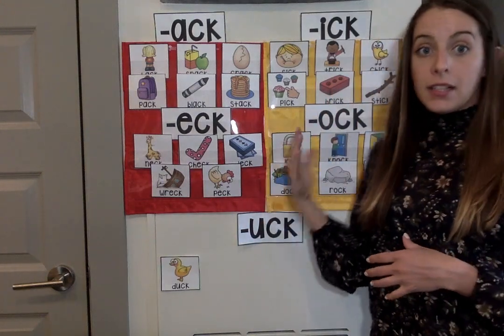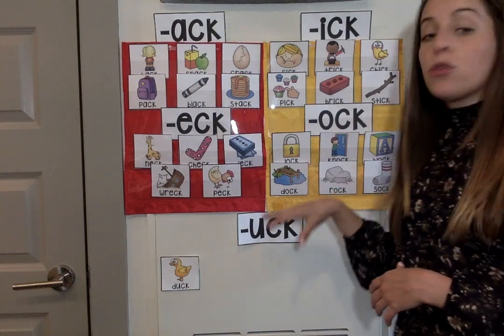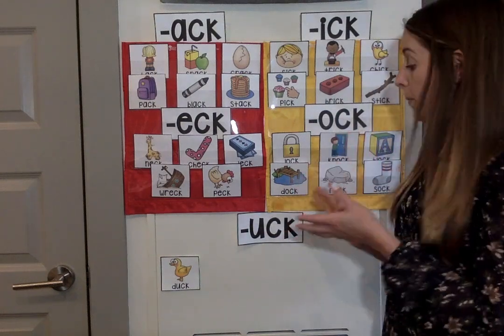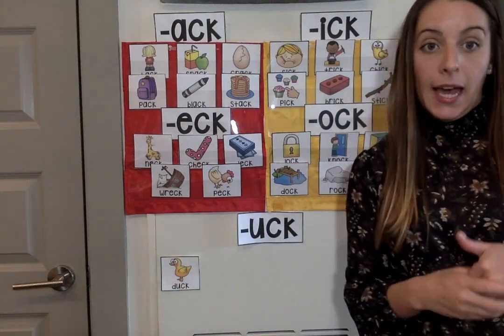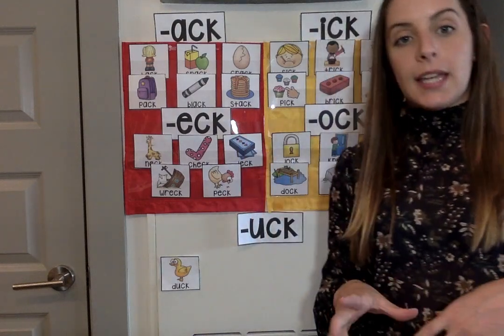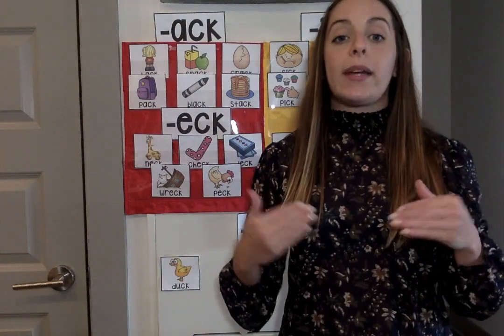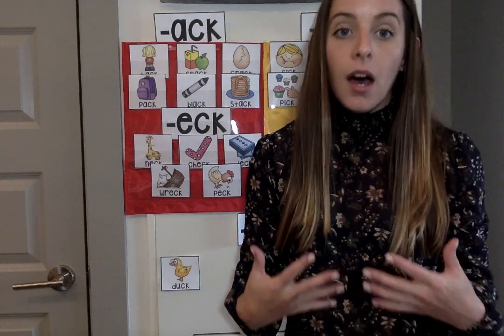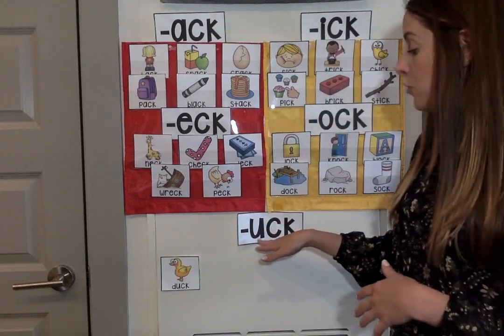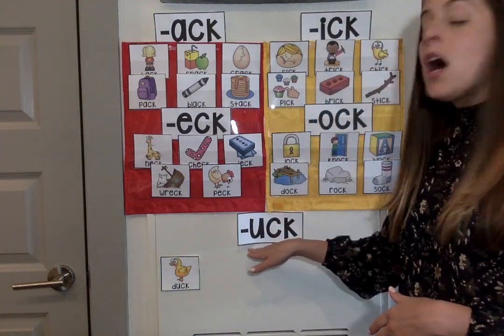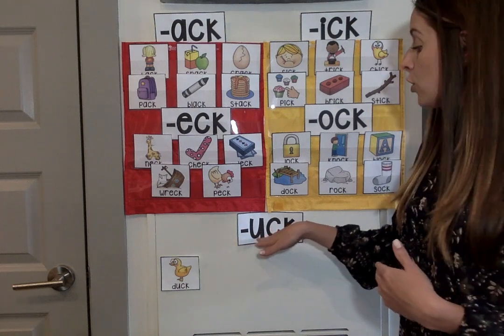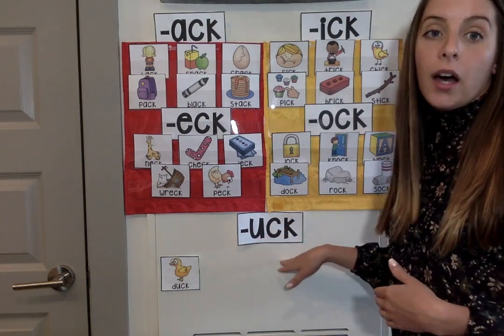All right, now that's our examples for OCK. We're going to move on to our last group of letters, which is UCK. And when you see UCK at the end of a word, it's going to say uck. I want you to repeat after me. UCK, uck. With me? UCK, uck.